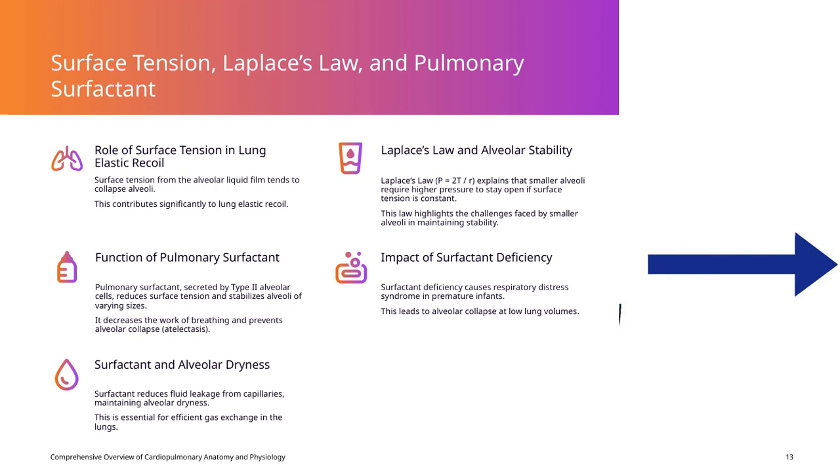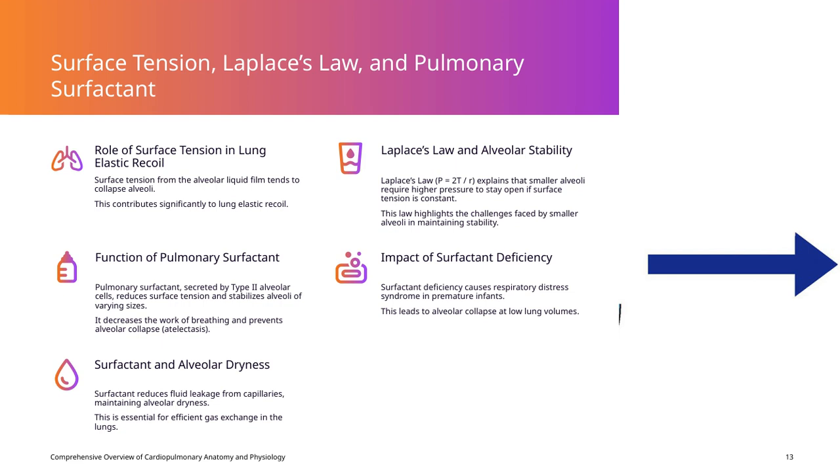Now, to understand how alveoli stay open, we can refer to Laplace's law, which states that the pressure needed to keep an alveolus open is proportional to the surface tension divided by the radius. This means smaller alveoli, with a smaller radius, require higher pressure to stay open if the surface tension remains the same. This explains the challenge smaller alveoli face in maintaining stability.